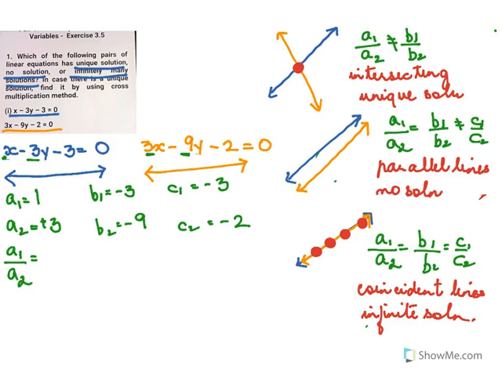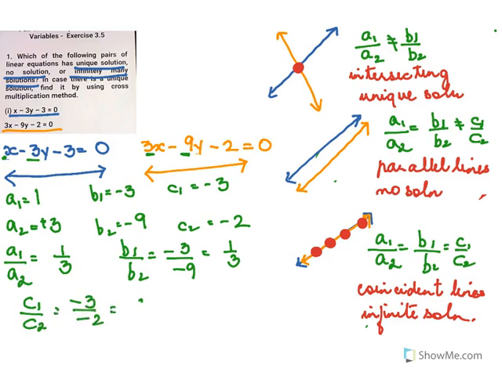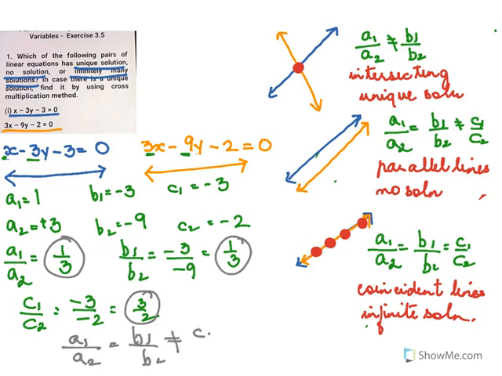So a1 over a2 is 1 by 3. b1 by b2 is minus 3 over minus 9, that is 1 by 3 also. And c1 by c2 is minus 3 over minus 2, that is 3 by 2. So when you compare these, we know a1 by a2 is 1 by 3, b1 by b2 is also 1 by 3, but c1 by c2 is 3 by 2. So the condition is a1 over a2 equals b1 over b2, not equal to c1 over c2.